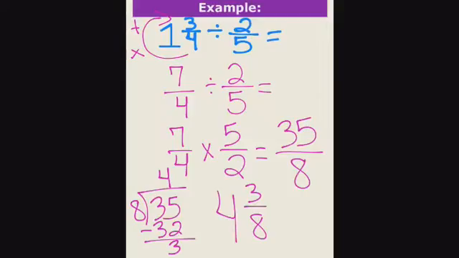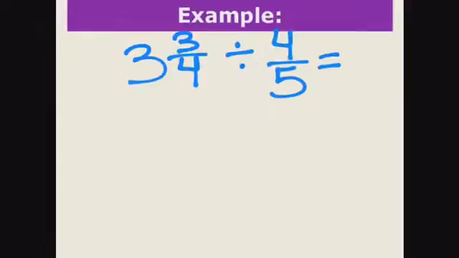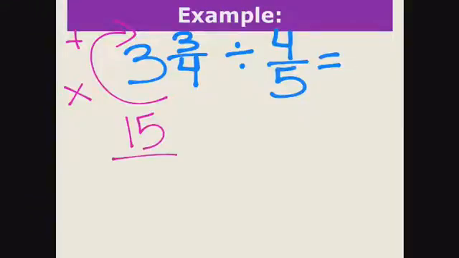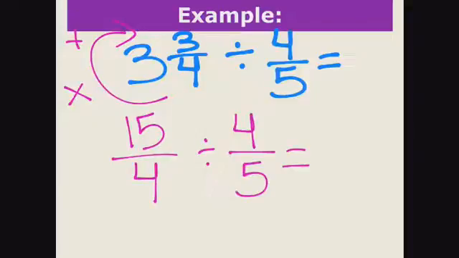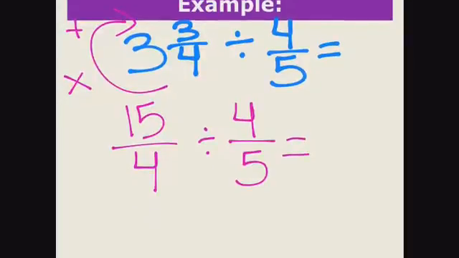Alright, let's try another one. Here we've got 3 3/4 divided by 4/5. Again, start by changing all mixed numbers to improper fractions. 4 times 3 is 12. 12 plus 3 is 15. Our denominator stays the same as 4. Okay, notice how we're not yet changing it to a multiplication problem. That should be a different step when you're working out this problem.